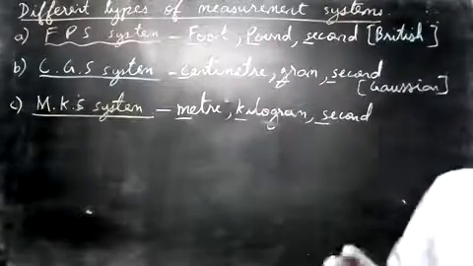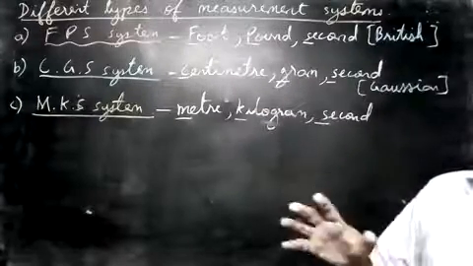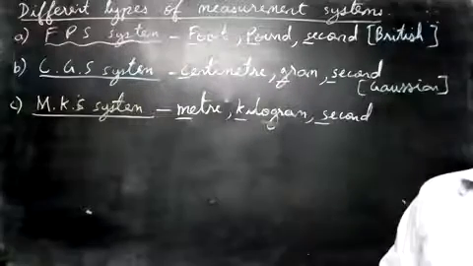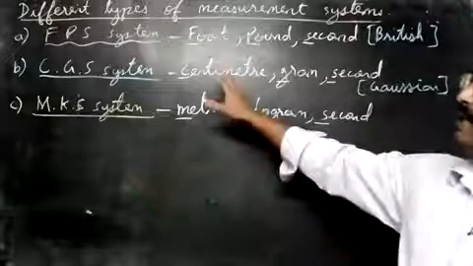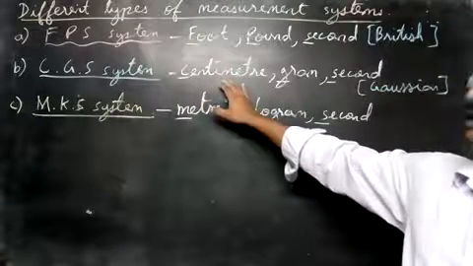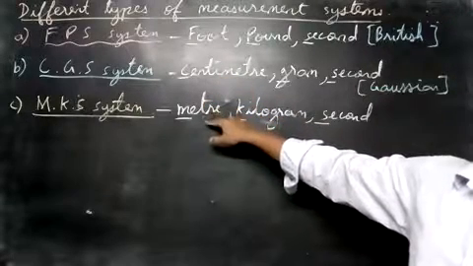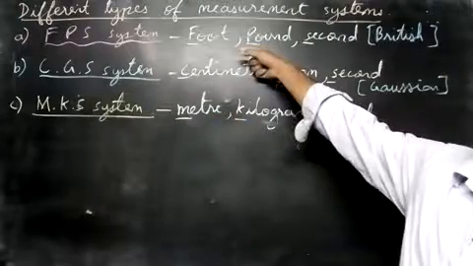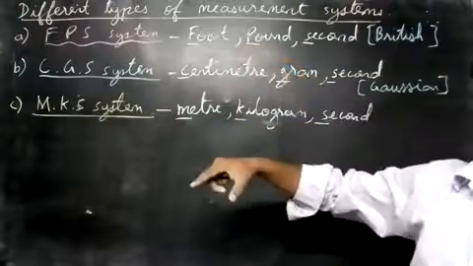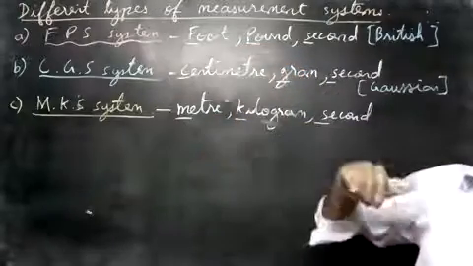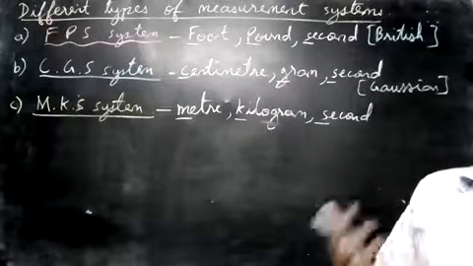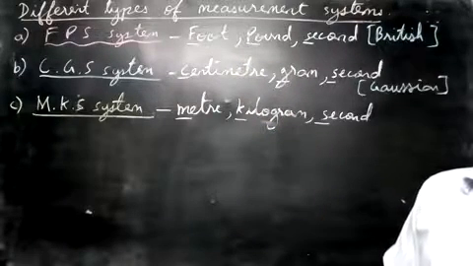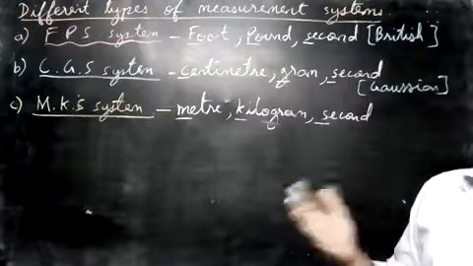For example, when the US sent a spacecraft to Mars, one team of scientists used the MKS system and the other scientists used the FPS system. So they got confused and the satellite didn't reach Mars itself. It vanished somewhere. They got confused in calculations, and everywhere in the world people get confused.